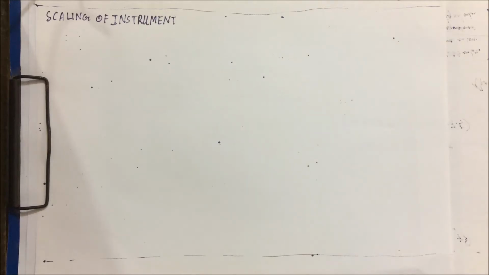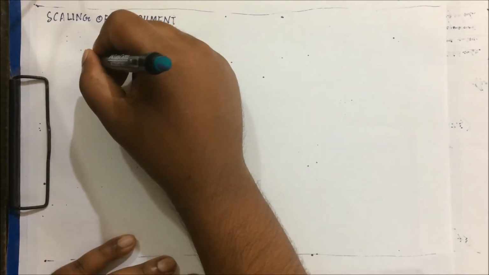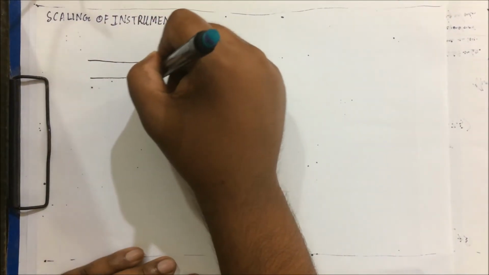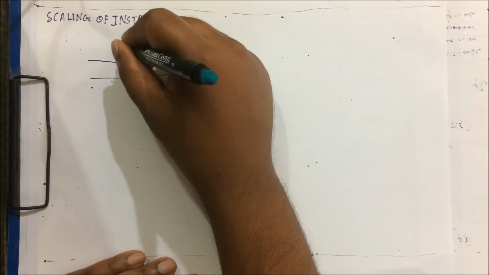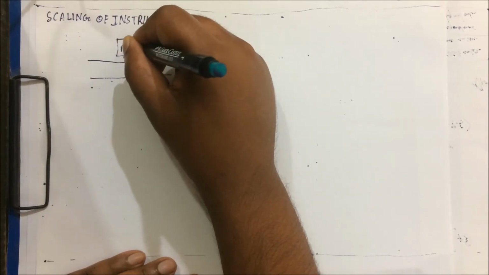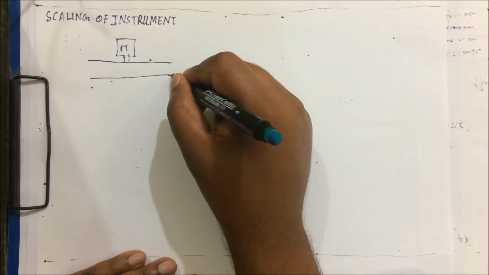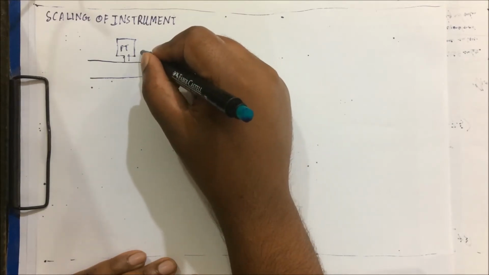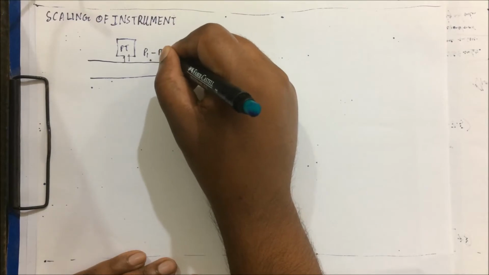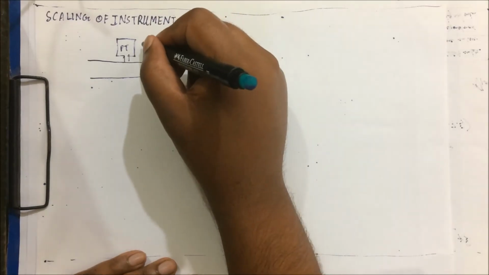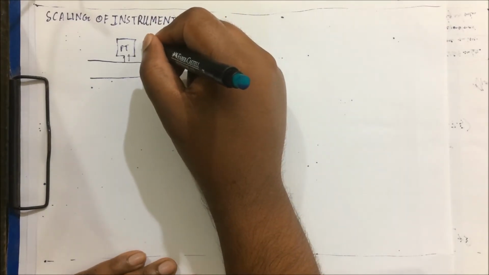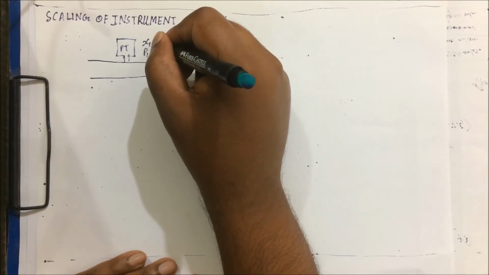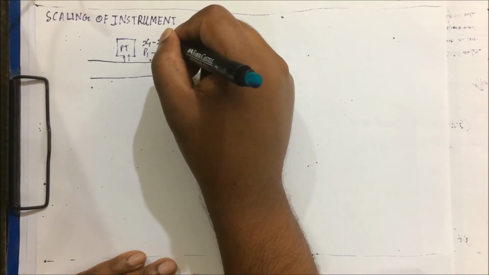Hi all, today we are going to talk about scaling of instrument. When I say scaling of instrument, that means that if you have instrumentation in some plumbing, let us consider a pressure transmitter, which is rated for a pressure of P1 to P2 and whose signal varies from X1 to X2.